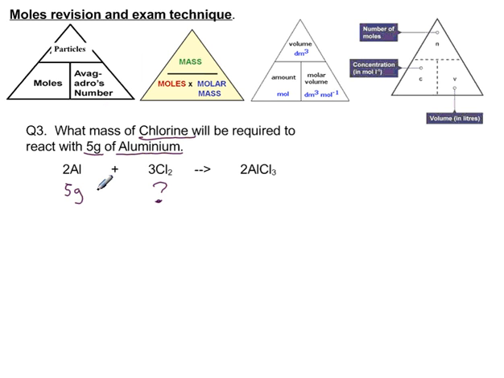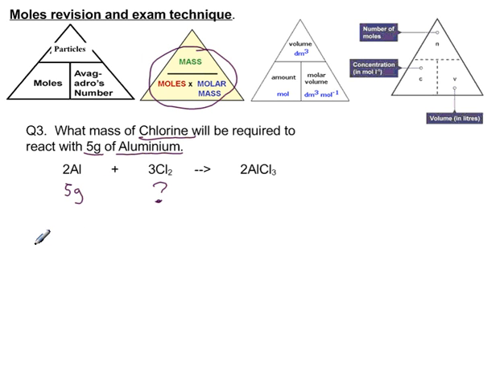So where do we start? Well, we have to start with the information that we've been given. So we've got 5 grams of aluminium, so that's where we must start. The only equation we can use is one with a mass of grams and perhaps the molar mass as well, which we can look up from the periodic table. So this is the equation we're going to use.